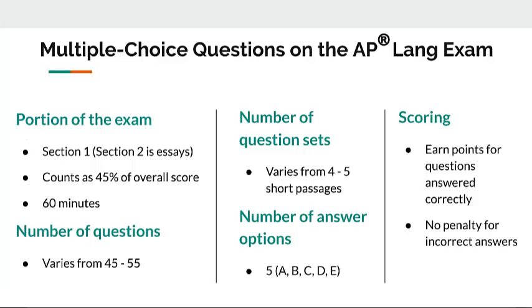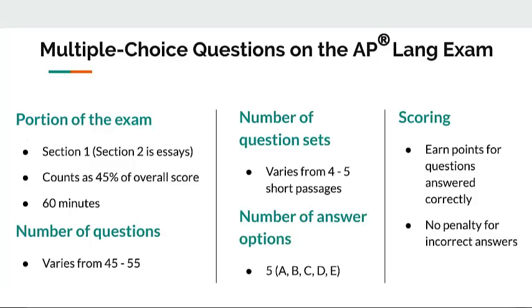You will have somewhere between 4 to 5 short passages. Some of them may be very short, some of them are a bit longer, but somewhere between 4 and 5 passages to read and answer questions for. You'll have 5 answer options: A, B, C, D, and E.